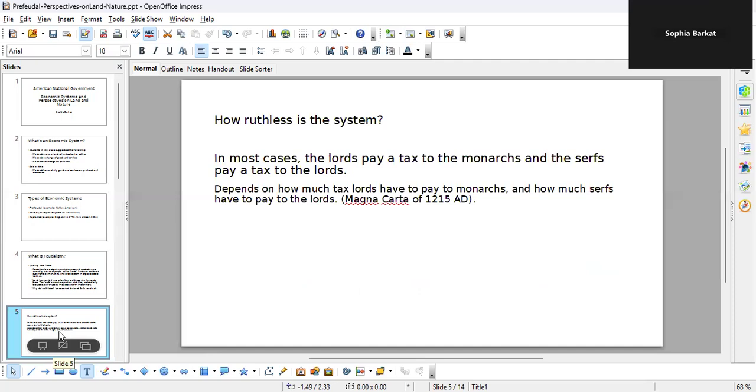How ruthless is the system? In most cases, we know that the lords pay a tax to the monarchs and the serfs pay a tax to the lords. And so, depending on how much tax the lords had to pay and how much the serfs had to pay, that can tell you what kind of stress is built into the system, right? The higher the tax rates, you can say that there is some kind of oppression within the system based on the tax rates, right?